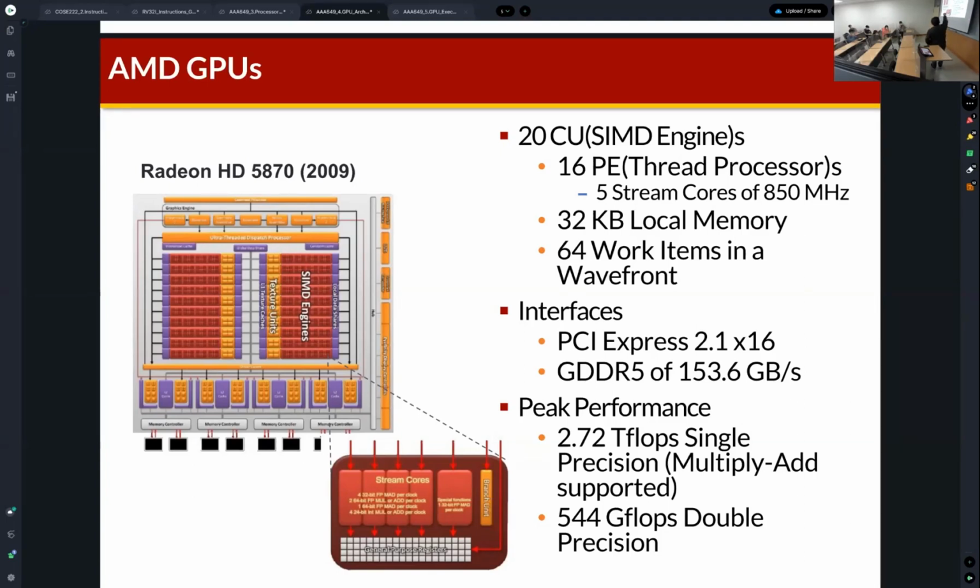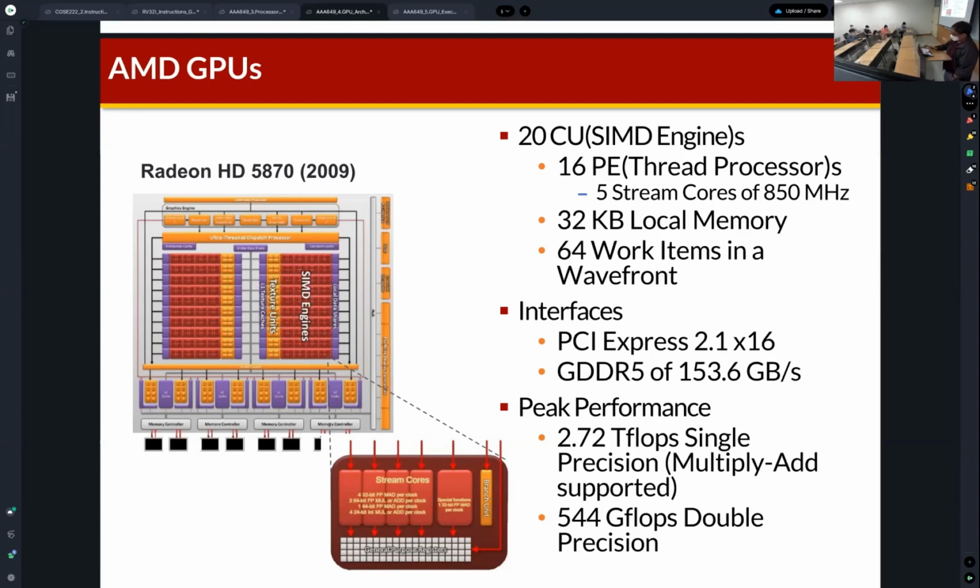But as you can see, every AMD GPU has a processing engine, which is similar to the streaming multiprocessor of NVIDIA. Also, you can find some specifications, like this 32 kilobyte local memory, which is the shared memory. So sometimes the terminology is confusing, but the architecture is actually very similar.